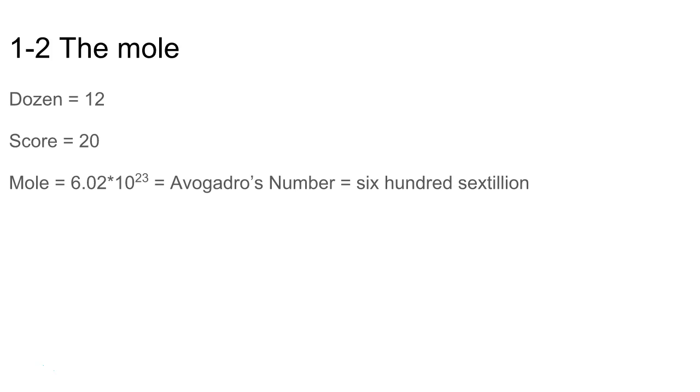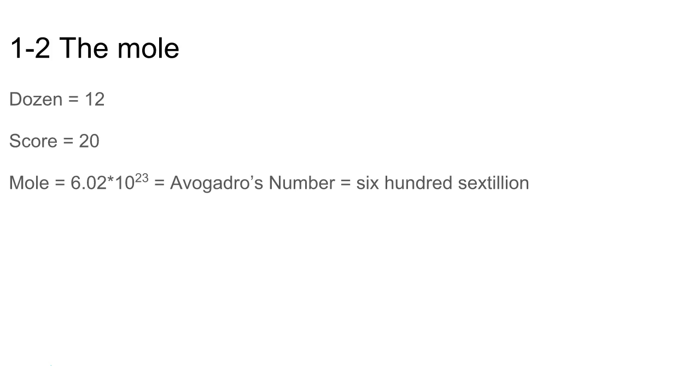Now I looked up, how would you say 6.02 times 10 to the 23? I think it's 600 sextillion. So just to put this in perspective, if you were to give out 600 sextillion pennies to everyone on Earth, everyone would be a trillionaire. So it's a large amount.